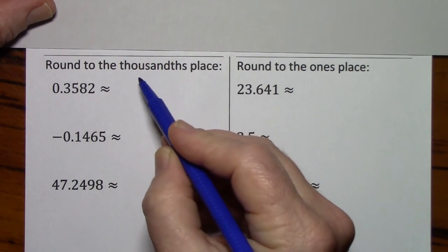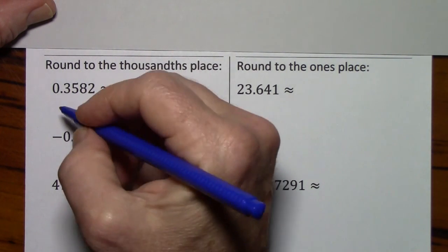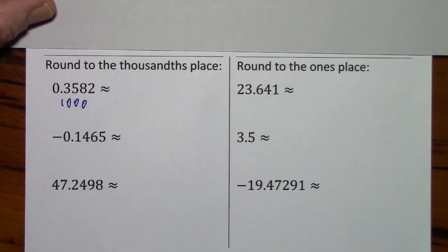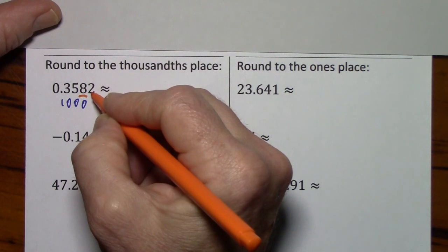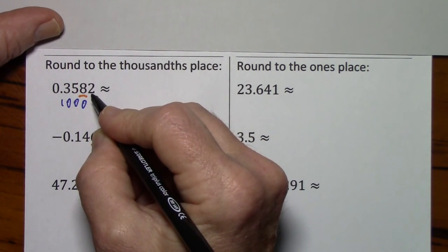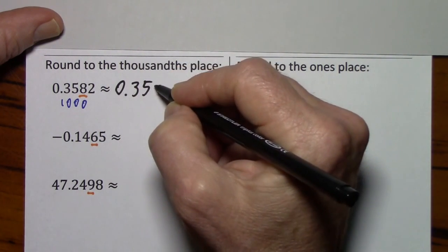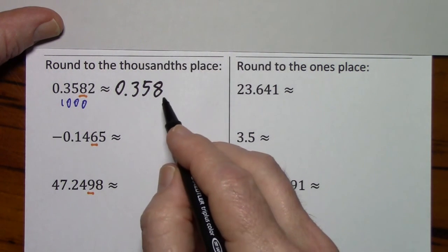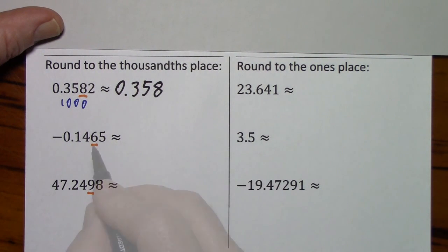For these three, we're asked to round to the thousandths place, so first we'll identify the thousandths place. So the third digit is the thousandths. I'll underline the thousandths and I'll look at the next digit. So when I look at the 2, that's 4 or less, we round down. So notice we dropped the 2, that's how we rounded down. The 8 stays the same.